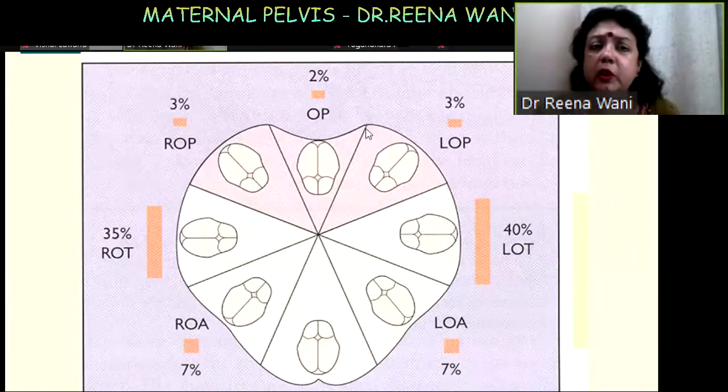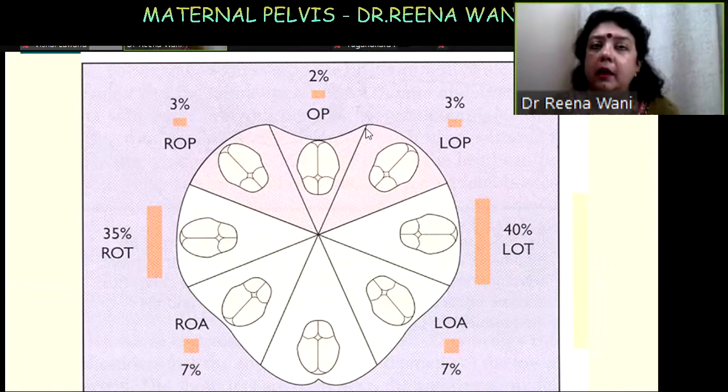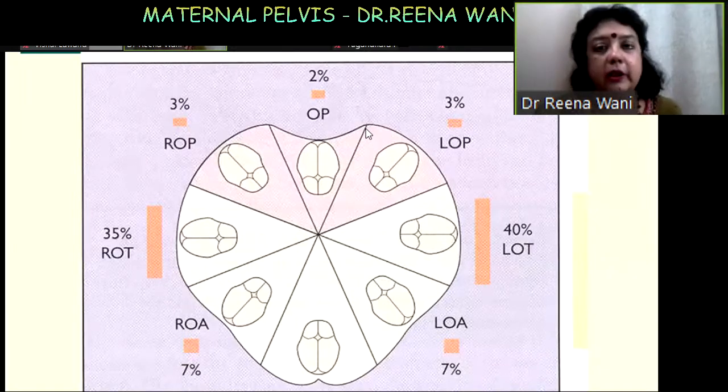But most of the studies do suggest that the transverse position is probably more common and the head always rotates. So if you're asked to describe the mechanism of normal labor, you can go conventionally and describe it as left occiput anterior, because most of the books have described that, or you can talk about occiput transverse also.